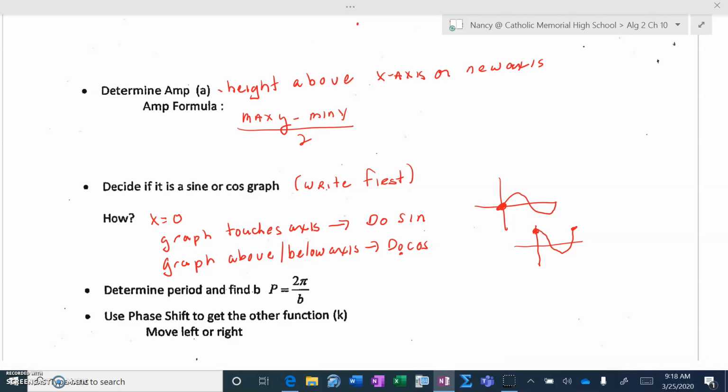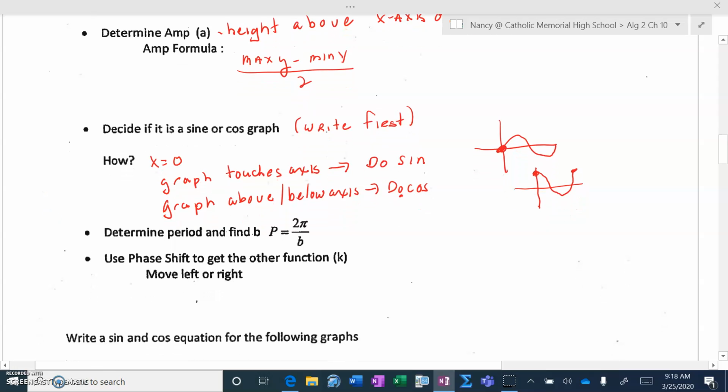So I will have decided on whether there's a vertical shift. I will know my amplitude. I will have decided whether I'm going to do a sine or a cos graph first. And then we're going to determine the period. And again, all you're going to do to determine the period is sketch one cycle. And once you sketch one cycle, that horizontal length where you stop is the period. And then to get the b, you're going to fill into this formula. And that will have given you the first function. So when you get to there, you'll have your first equation.